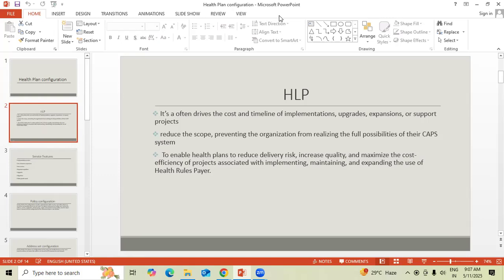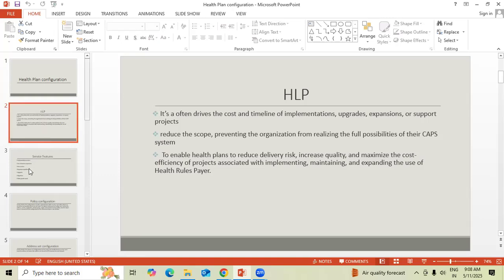So because of the health plan configurations, which majorly enable the delivery where risk can be reduced, followed by this, it increases the quality, maximizing the cost efficiency of the projects which are associated with implementing, maintaining, and expanding the use of rules, payers, etc. So this is what health plan configurations are all about.